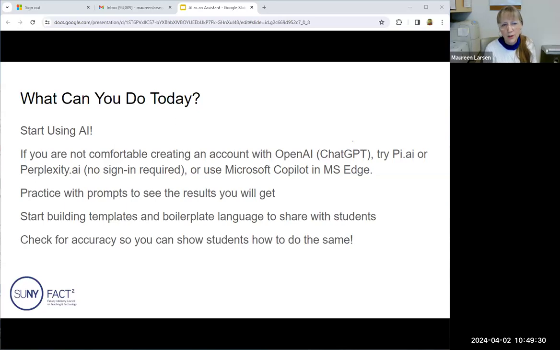Practice with some prompts and start building your prompt templates. And then make sure that you're checking for accuracy, and make a list of the ways that you're checking for accuracy, because we want to share that with students as well as part of the lesson. And then I would encourage you to do an AI lesson, make it a topic. Right here, we're going to talk about today AI and how it affects all of this. Make sure that you're bringing that into your classes.